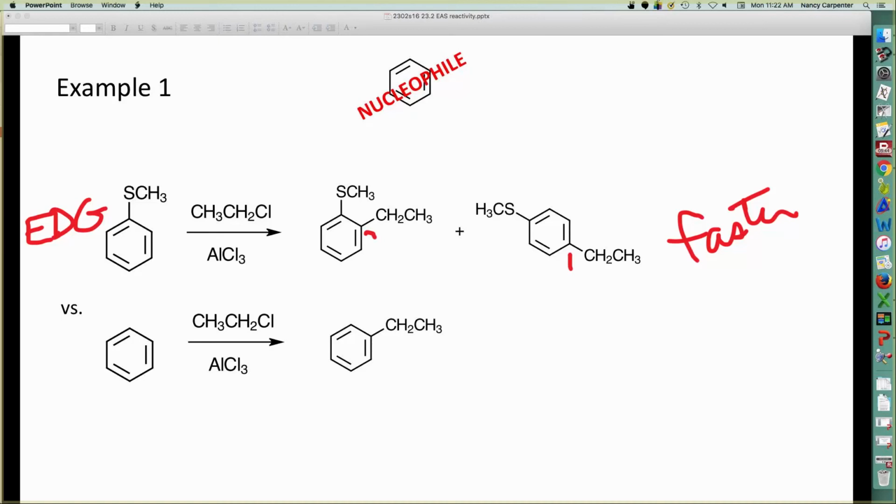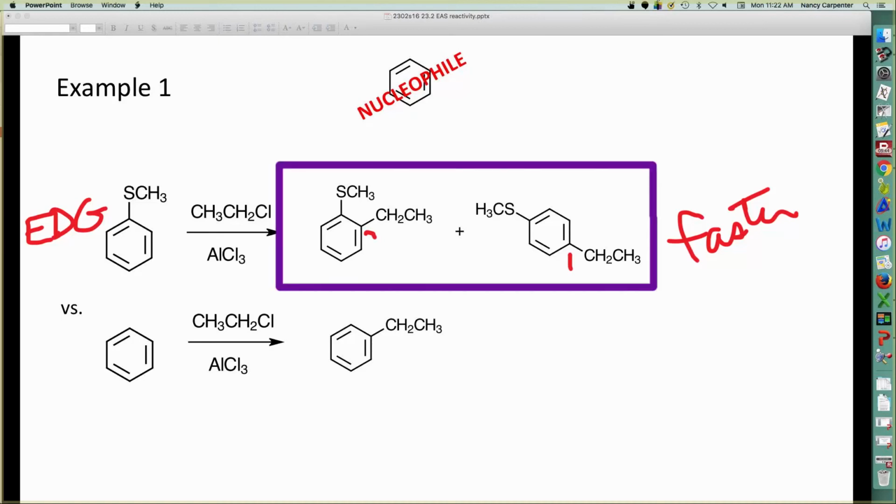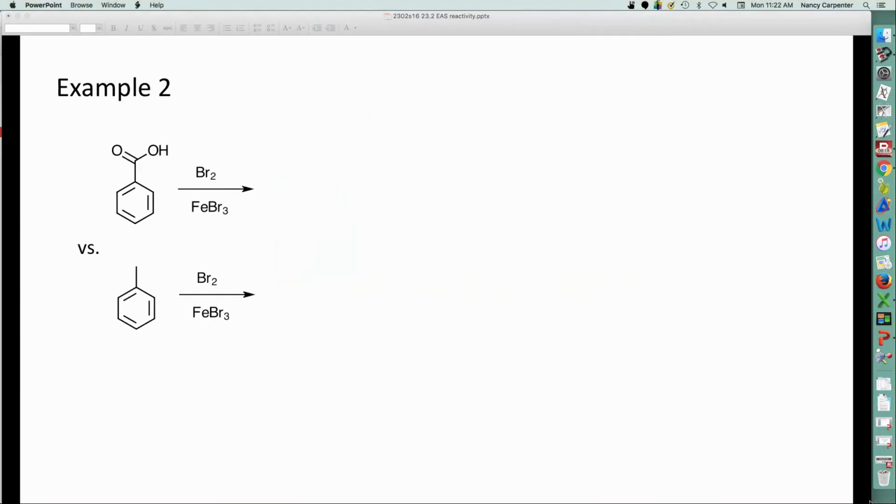So I get this mixture of the ortho para isomers, and of course in benzene, since there's no substituent, I don't have to worry about directing effects. But the point here is electron donating group increases the reactivity. The top reaction proceeds more quickly.